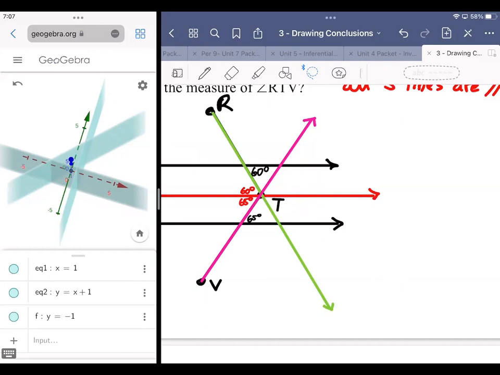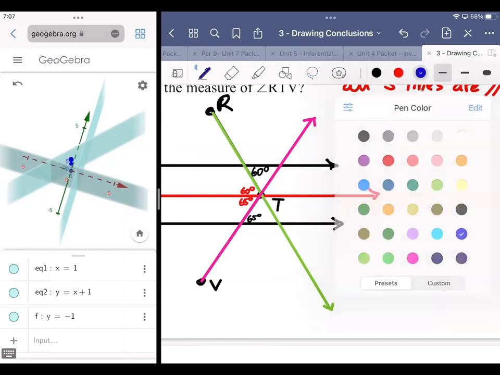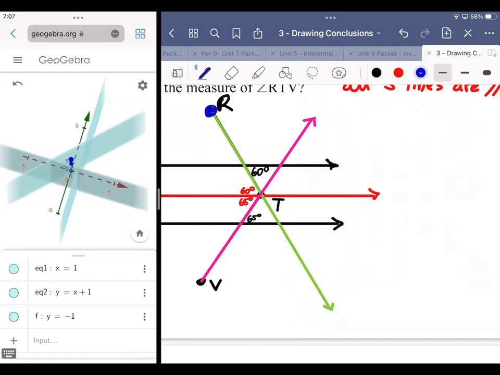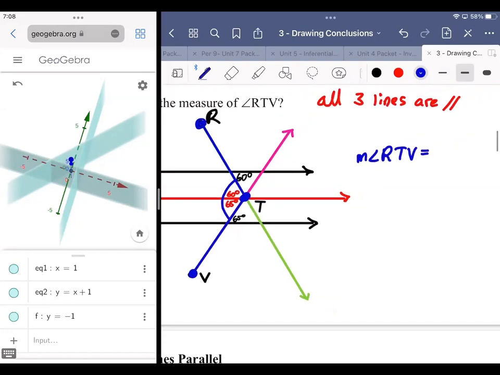So what we needed to find here was angle RTV, which is going from R to T to V. So that's this angle here that now contains the 60 and the 65. So the measure of angle RTV would be 60 plus 65 degrees, which would be 125 degrees.